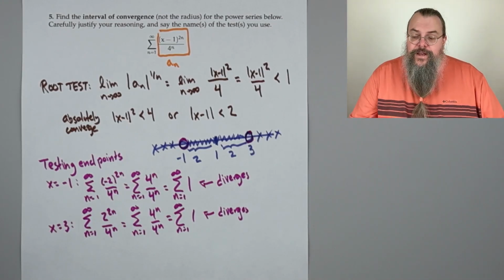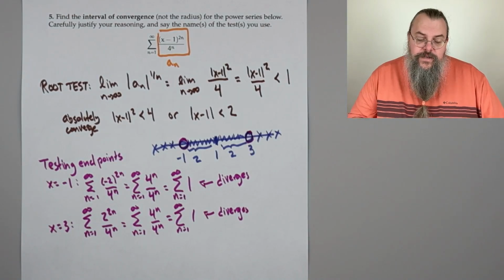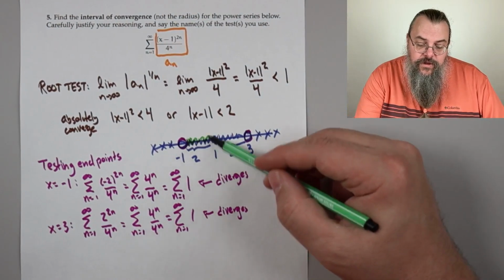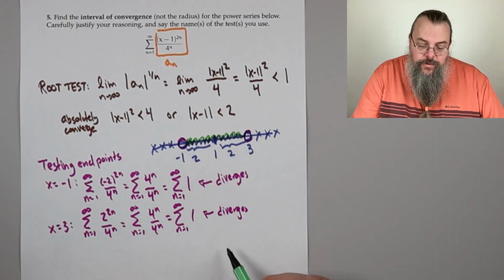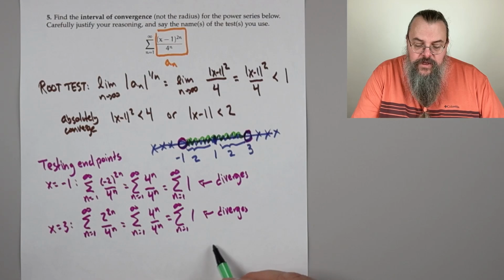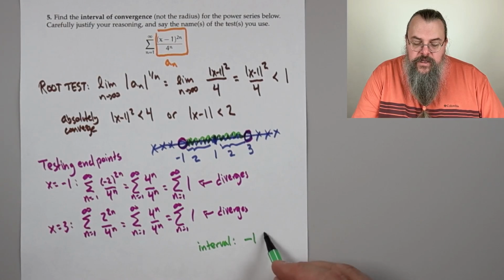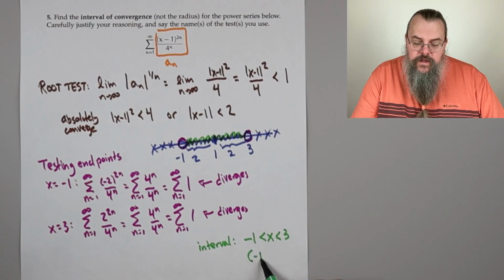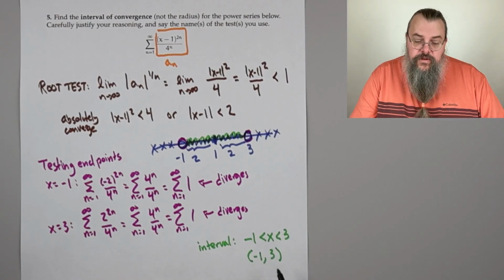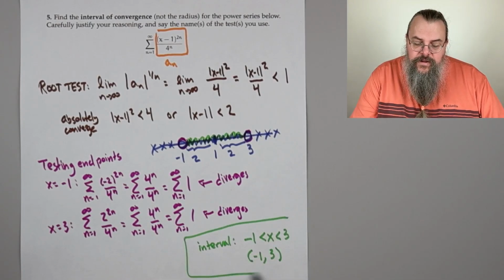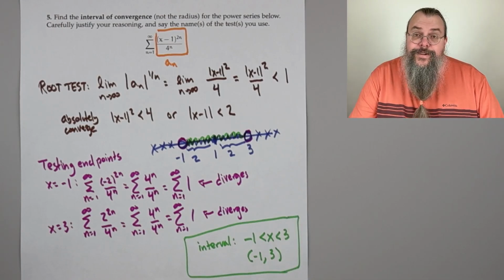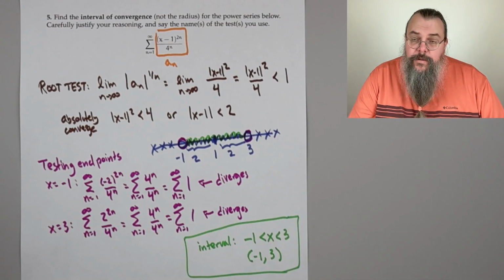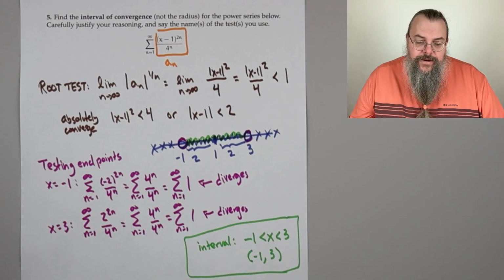So now we're ready. What's our interval? Well, our interval is everything between those 2 points. But of course, we want to write that in more mathematical notation. So our interval will be -1 less than x less than 3. Or if you like using your parentheses, you could say -1 comma 3 with parentheses. That means not including the endpoints. And that's it. That's the problem. Wow, we're going quick here.